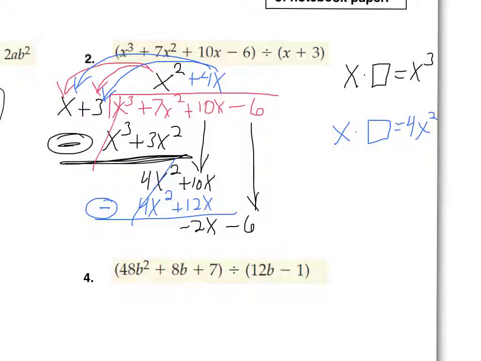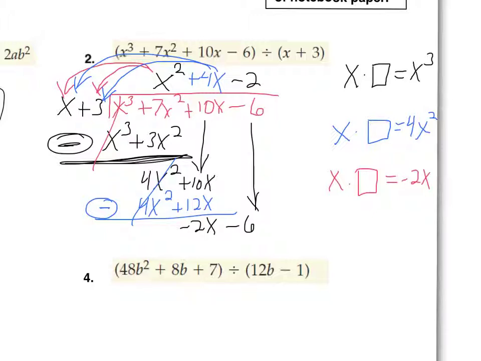Now we're going to ask, x times what equals negative 2x? Well, the only difference between those two numbers is that this one has a negative 2 and this one doesn't. So we need to multiply by negative 2.